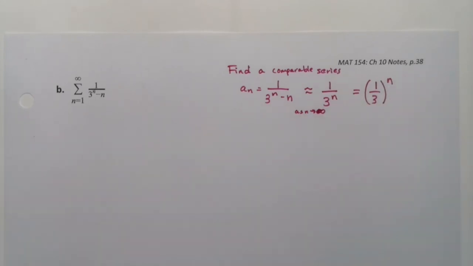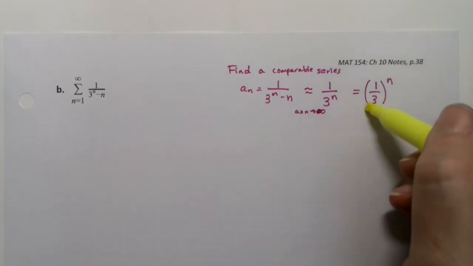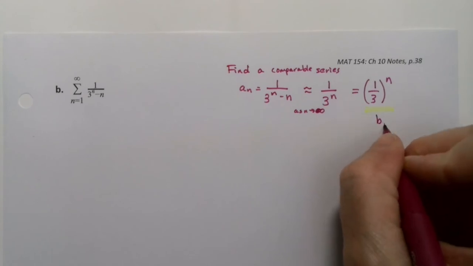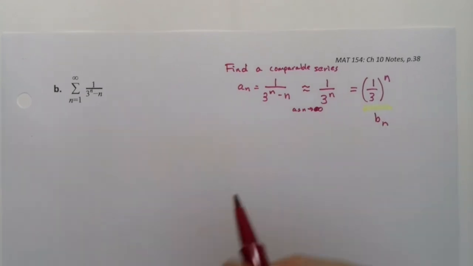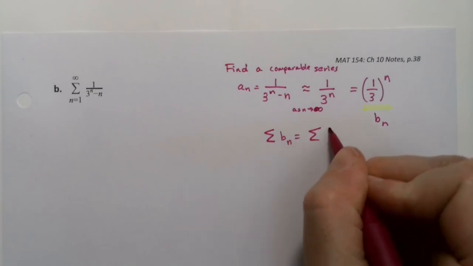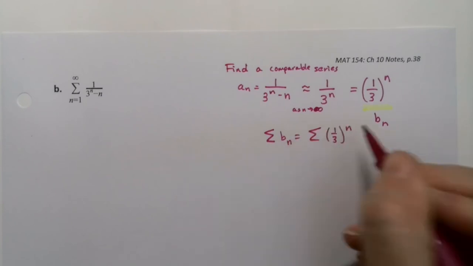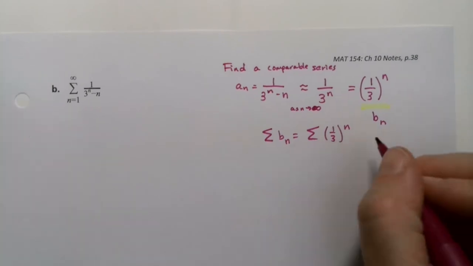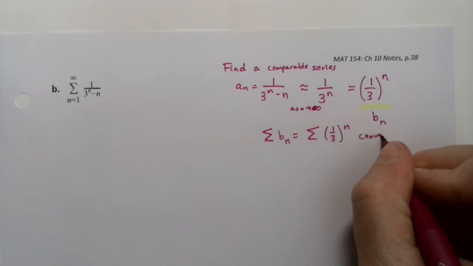Okay, so maybe that's my comparable series right there. 1/3 to the n. Let's let that be b sub n. Okay, so b sub n would be 1/3 to the n. And why am I excited? Well, because that is a geometric series, a convergent geometric series at that.